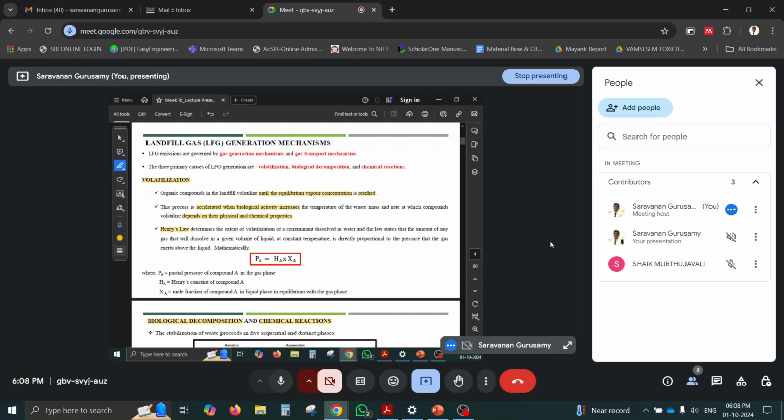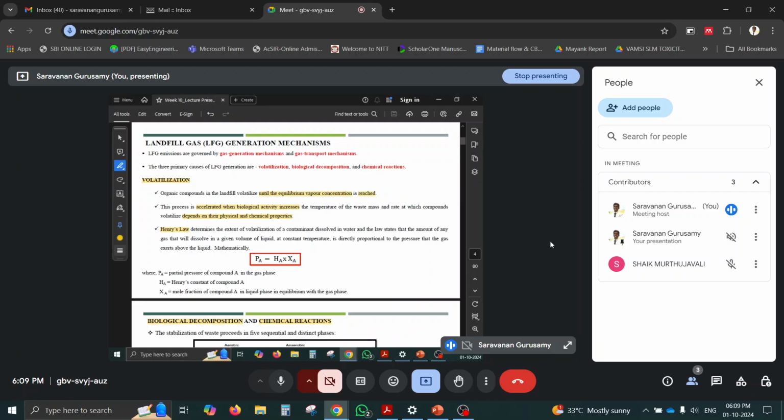First is volatilization. Any landfill gas will always try to be in equilibrium, so we need to achieve the equilibrium, which is called vapor concentration equilibrium. That can be accelerated by biological activity. Whenever the biological activity increases, the process of landfill gas generation will also increase. This depends on the physical and chemical properties of the solid waste in the landfill.